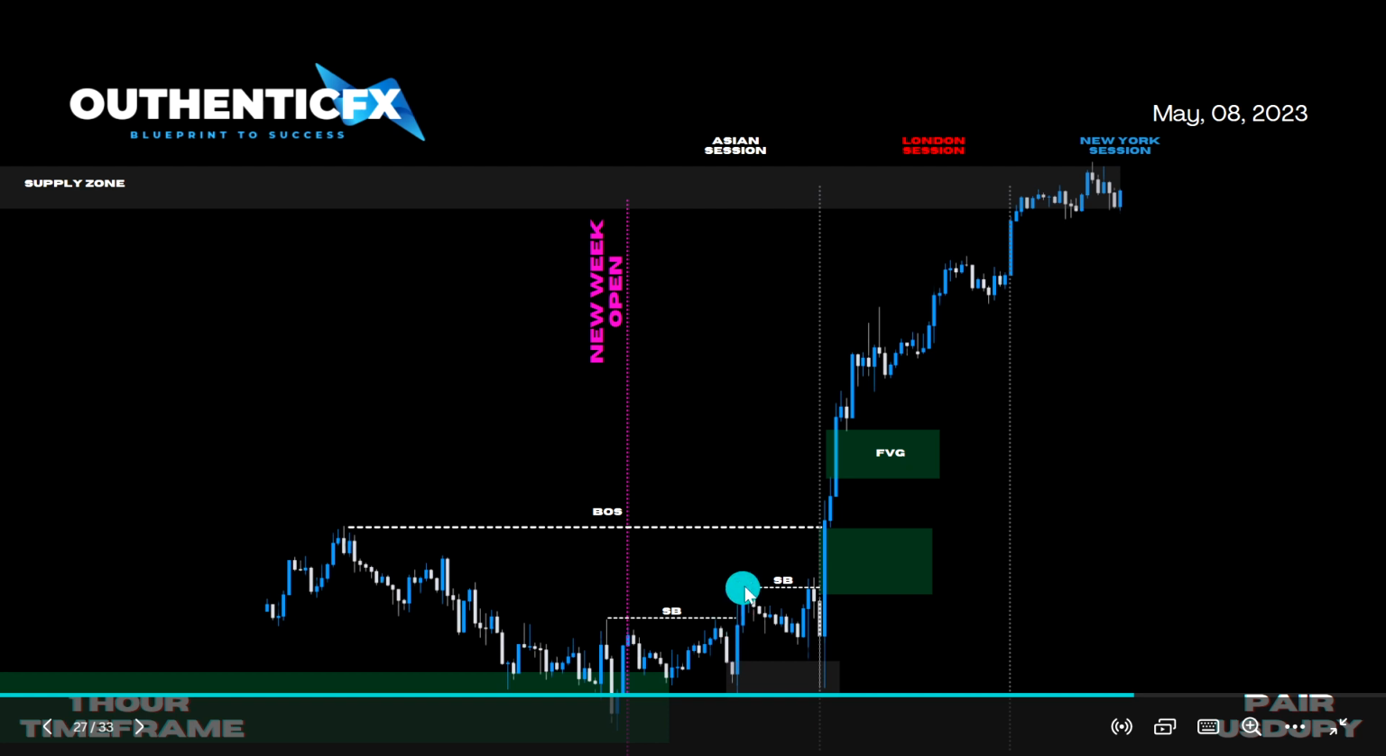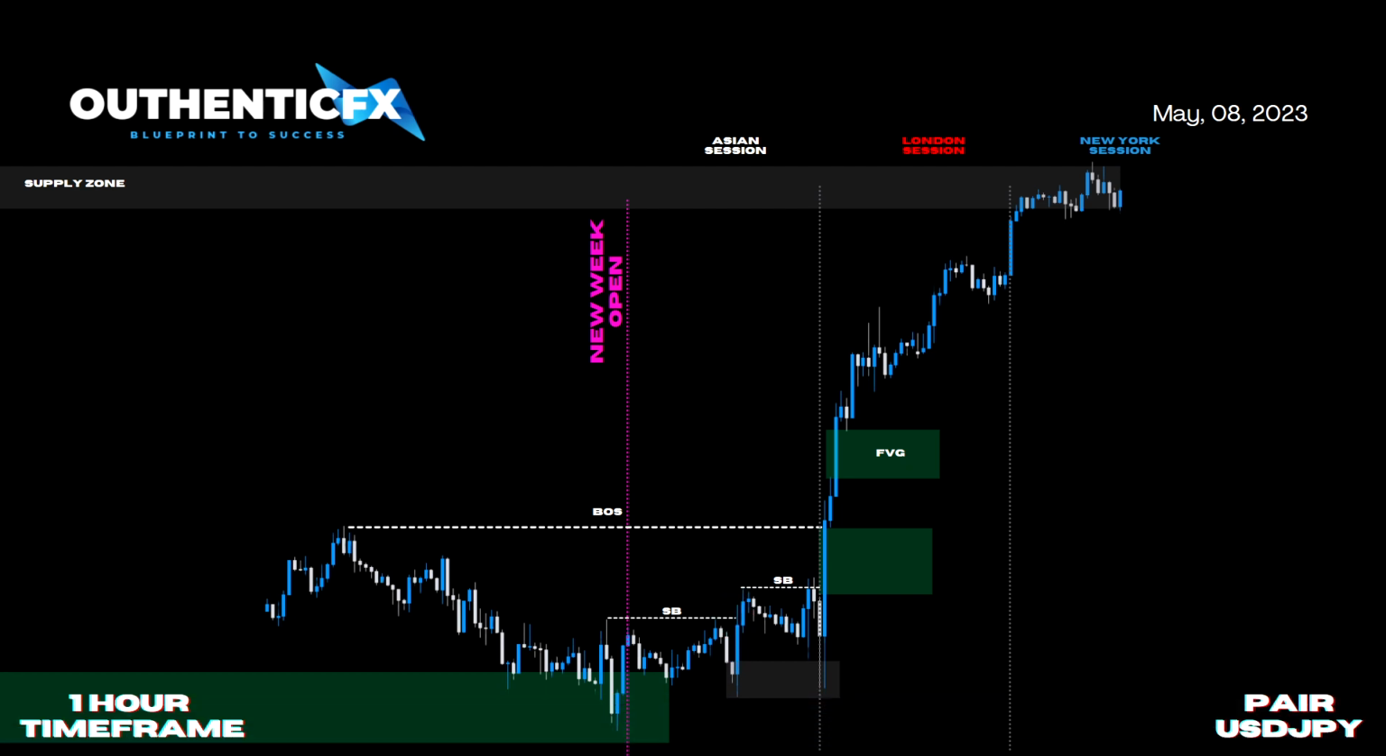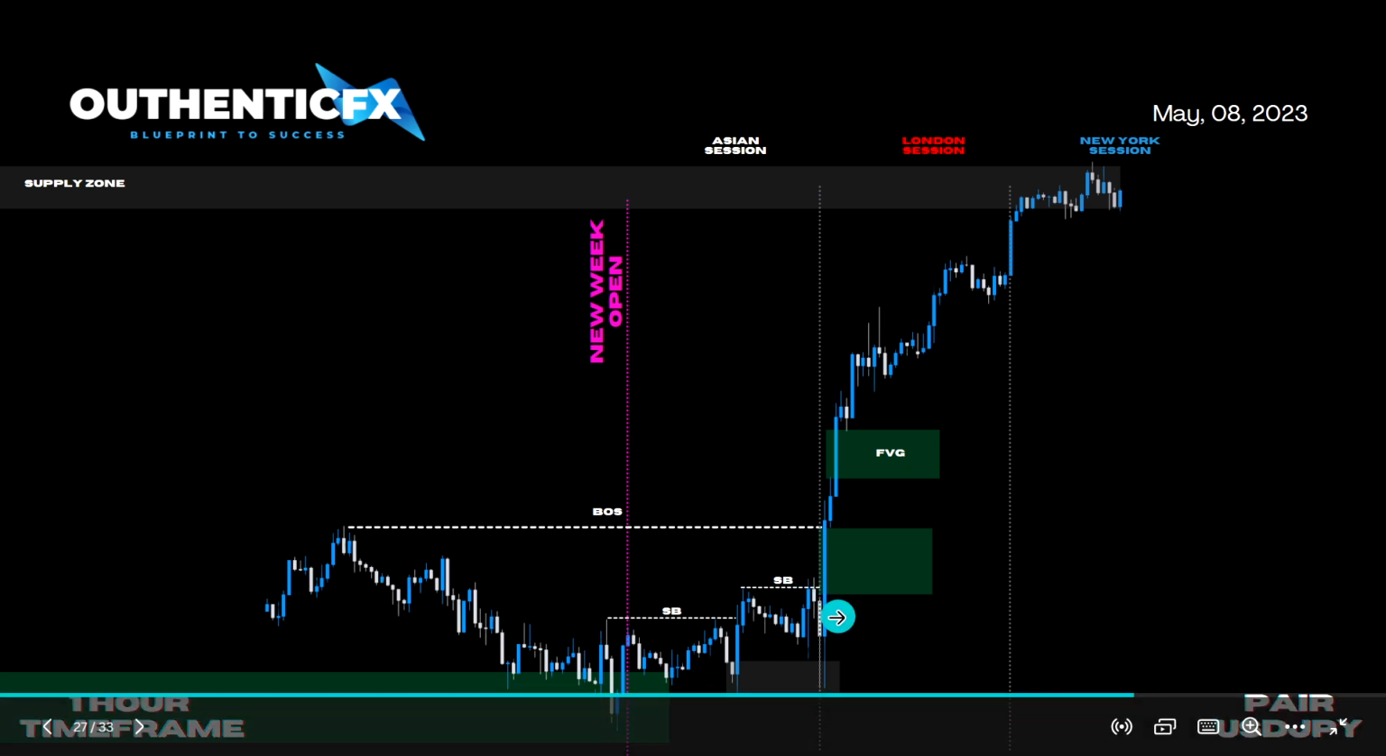retracing, creating a secondary break of structure, which is a confirmation that price is going to gravitate to the upside. So if you are advanced in this certain category, you would have actually entered during London session open on this order block and caught this entire move. As you can see, London session basically left a void in the market.